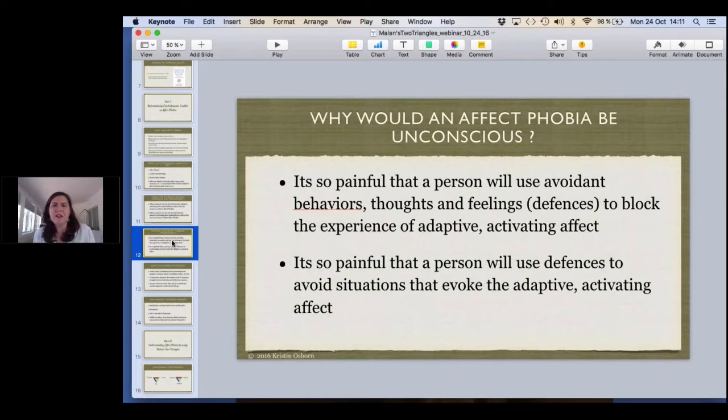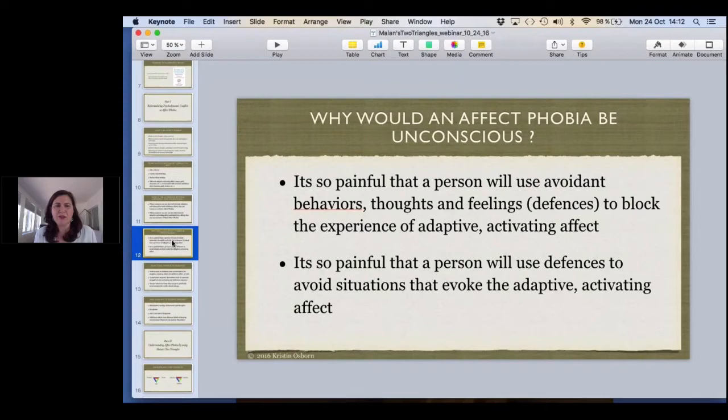So why is an affect phobia unconscious? The long and the short of it is it's just too painful. It's too painful to face the feeling, to face any person or situation that is associated with the feeling.